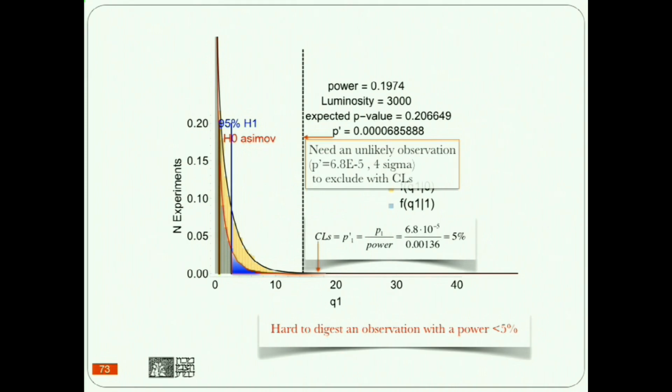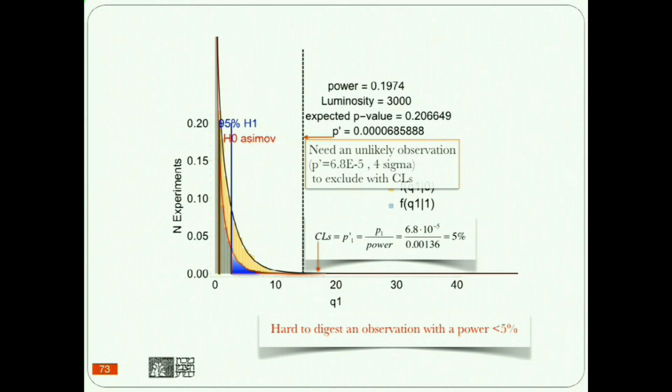Now I can ask myself, even with this, is there a way to have an exclusion? Suppose that I get a measurement somewhere here. So indeed, there is a place. If you go somewhere very, very far here, close to 4 sigma, then your p prime becomes, if you go to this place here, your p prime becomes actually 6.8 times 10 to the minus 5. And the power is 0.136%. This is crazy. So your CLs becomes actually 5%.